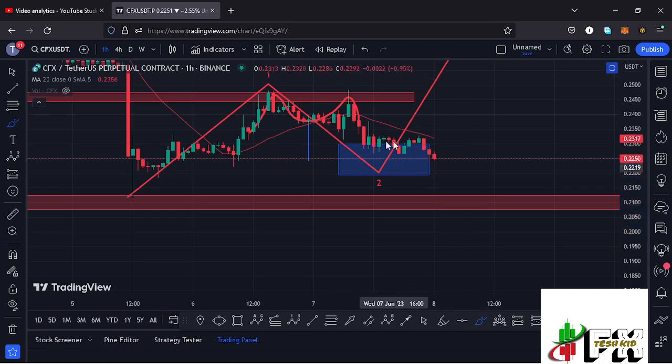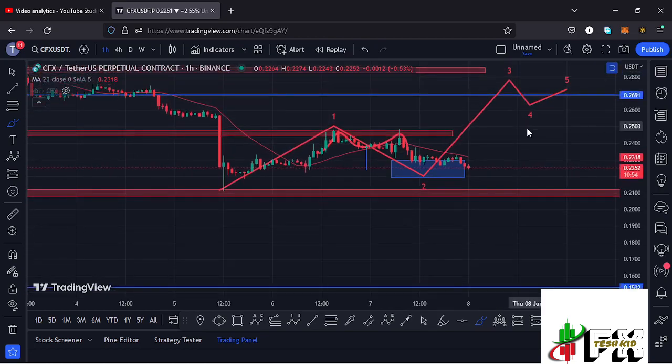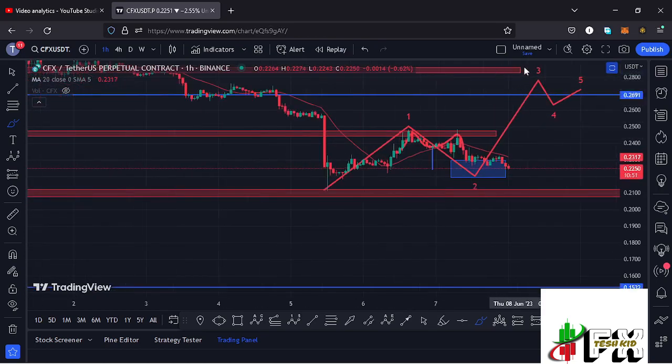But I hope this minimum retracement area for wave 2 gives us a reaction and we start that impulsive move to the upside in the formation of wave 3, where we'll be expecting to see CFX maybe above the $0.3 mark once more.